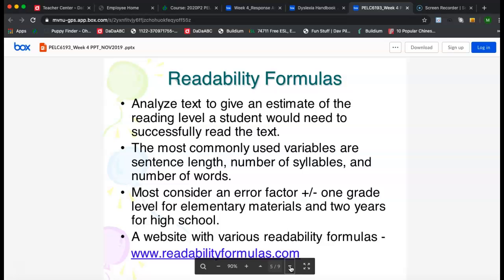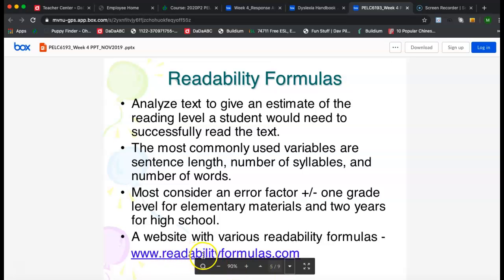Readability formulas. This is an analysis of text to give an estimate of the reading level a student would need to be successful to read a text. There are many, many readability formulas available. Most common variables used are sentence length, number of syllables, and number of words. And you need to remember that these readability formulas are an estimate. It's not black and white. It's a gray area. It's an estimate.